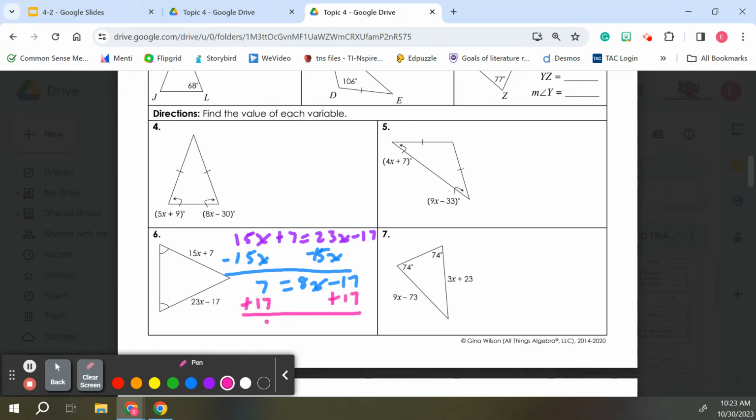So I'm left with 24 equals 8x. And I'll divide both sides by 8, so x is equal to 3. Again, if I needed to find the side lengths, I would take this 3 and substitute it in for each. Now for number 7, they're telling us that this angle and this angle are congruent, making these two sides congruent as well. Why don't you guys solve for that one?